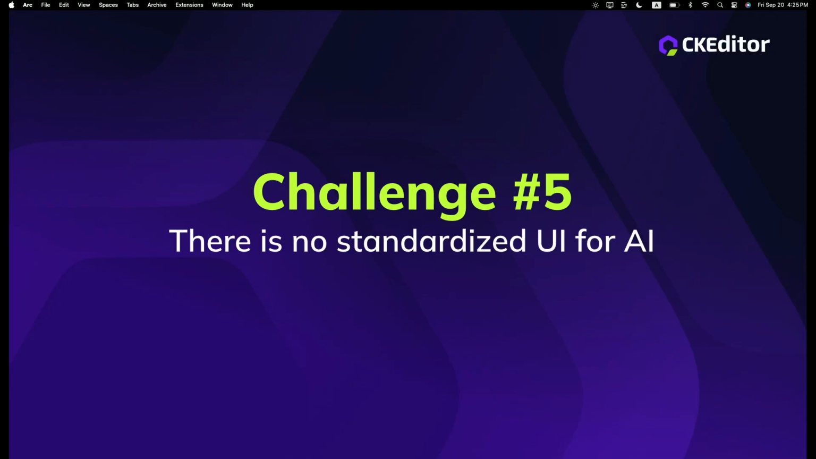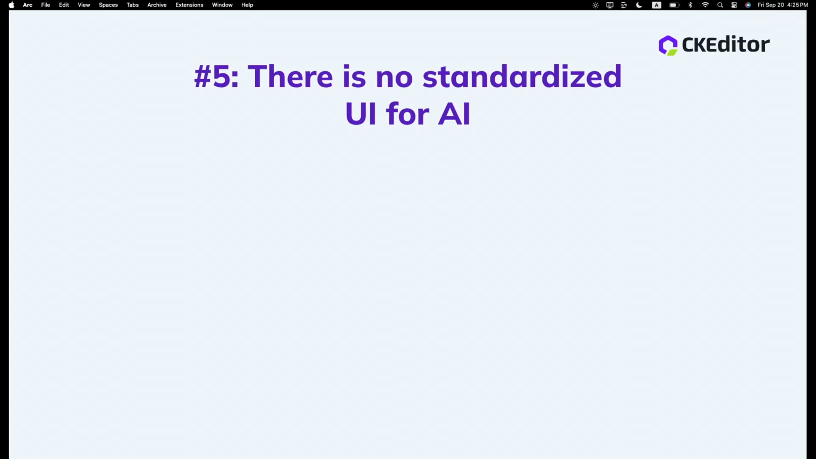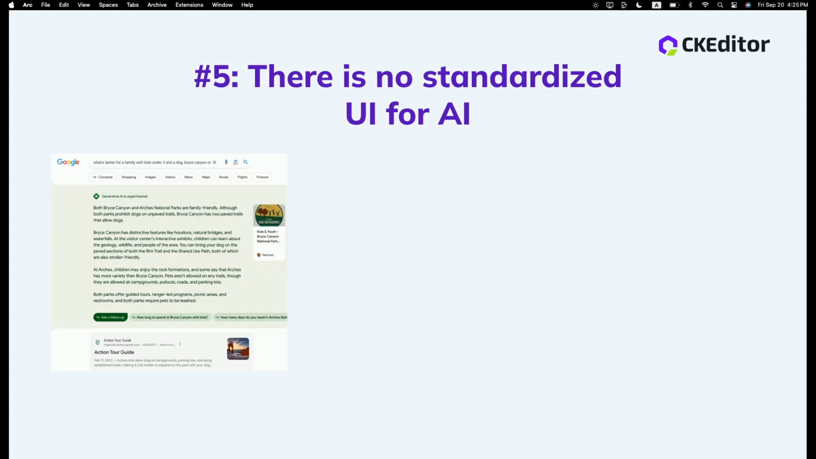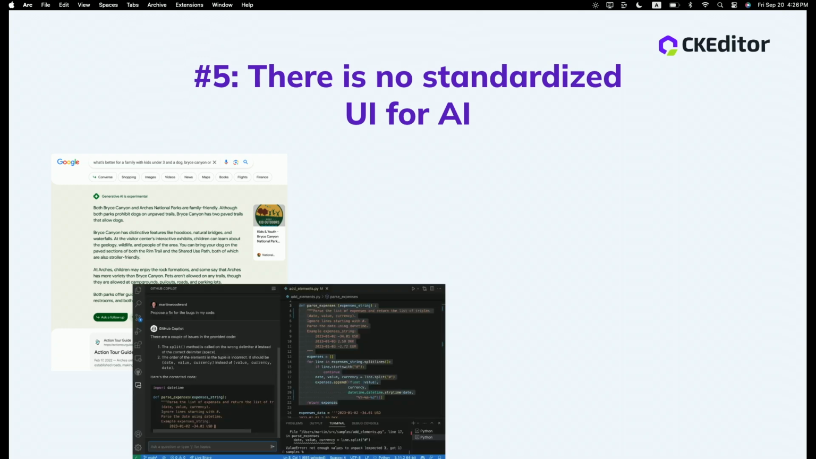All right, challenge number 5. There's no standardized UI for AI. It's not just like picking up a blog site and saying, I'm going to go build it. It's pretty challenging. There are a lot of different versions of it. This is a little bit older, from when generative AI was experimental on Google. Throwback to that. But now there's a newer screenshot that I will update.